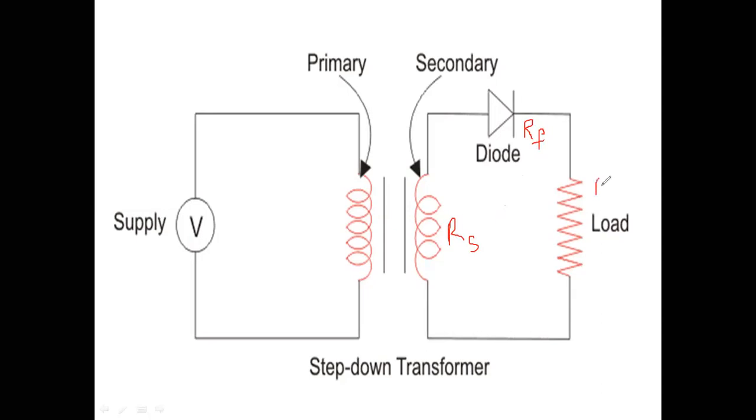RL is the load resistance. Since these are connected in series with one another, the total resistance becomes RS plus RF plus RL, where RS is the secondary coil resistance, sorry, not source resistance. Secondary coil resistance means the resistance of this coil. RF is the resistance of the diode.